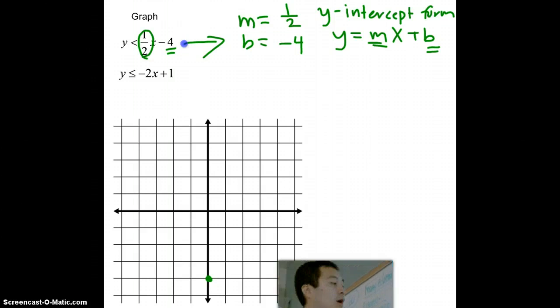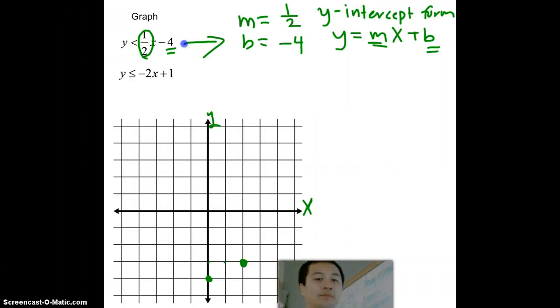Then what does the slope tell me? Remember, you have the y-intercept. What does the slope tell me? The slope tells me where to go to the next point. So it's rise over run. The top tells us where to go up and down, the bottom tells us where to go left and right. So this goes up 1, right 2. So up 1, right 2, I make my second dot.